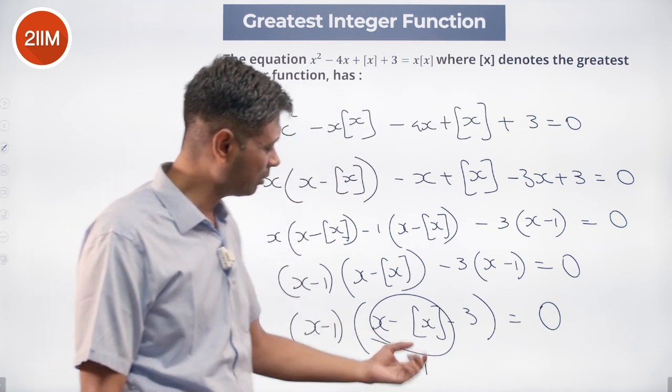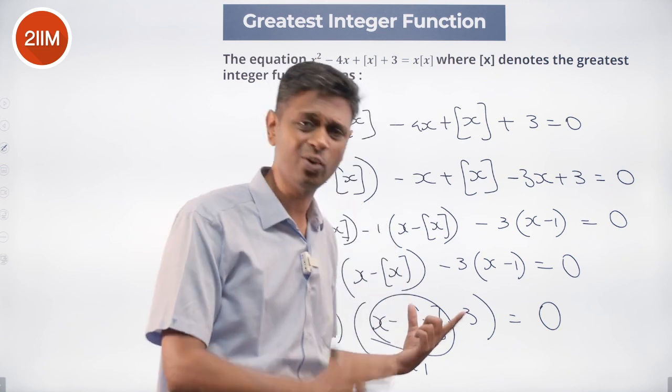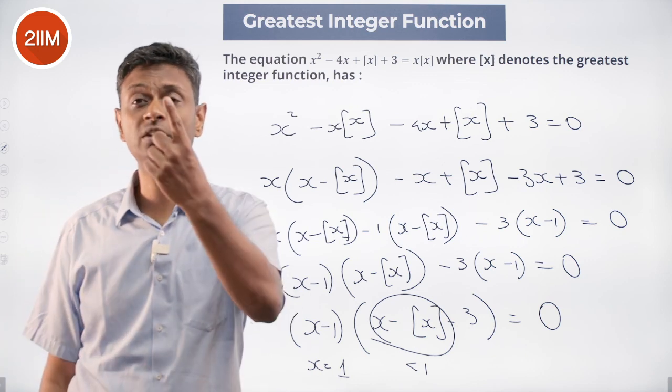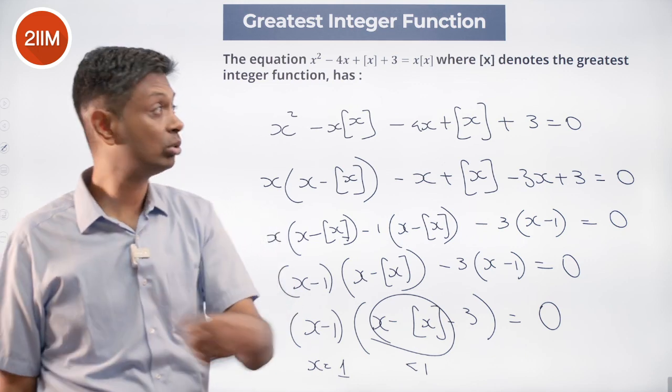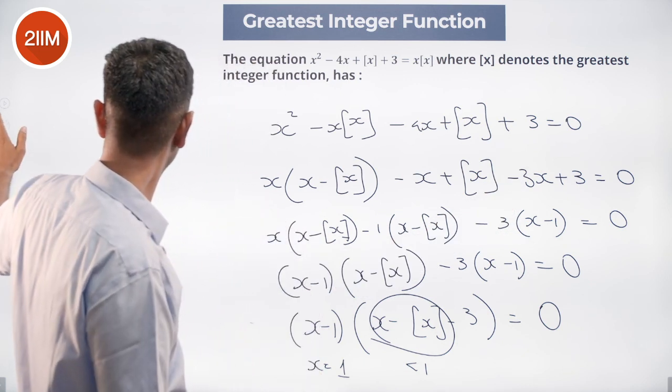A number less than 1 minus 3 cannot go to 0. Right, so this part cannot go to 0 at all. This can go to 0 at x equal to 1. So x equal to 1 is the one and only solution for this. Nice. So x equal to 1, let's look at the choices.